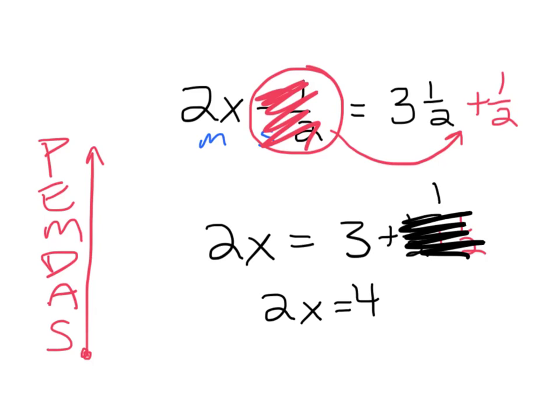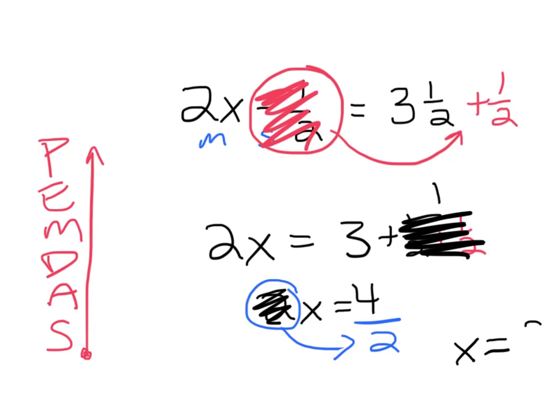Now, am I done? No, I need to have x equals, not 2x equals. So I need to get rid of that 2. That 2 is being multiplied on the left side. So it goes to the right side and becomes divide. It becomes its inverse operation. Instead of multiplying on the left side, I'm going to divide on the right side. I have x equals 4 divided by 2, which is 2. And that's my answer.